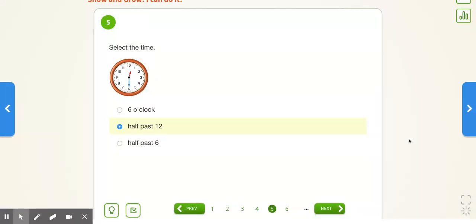All right, guys, I hope we are doing okay with time. We've now gone over time to the hour, time to the half hour, and today we mixed the two. Remember, if you have any questions, please reach out to me. Thanks, guys.